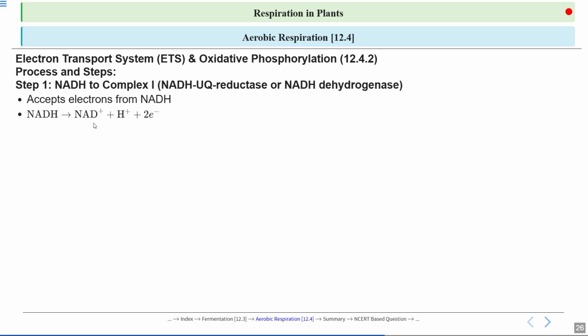Then in the next step, what happens? NADH is converted back to NAD+, releasing a hydrogen ion and 2 electrons. So NADH becomes NAD+, H+, and 2 electrons. Then, as the electrons move through complex 1, 4 hydrogen ions are pumped into the intermembrane space. Next, the electrons are transferred to ubiquinone, which acts like a shuttle bus. It is a mobile electron carrier, carrying them to the next complex in the chain.